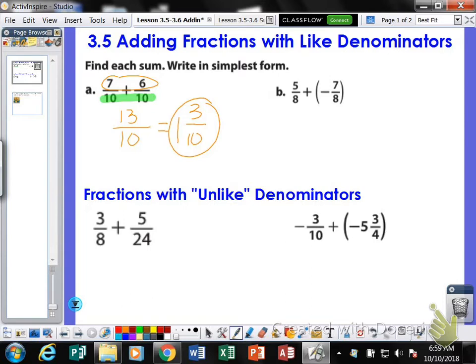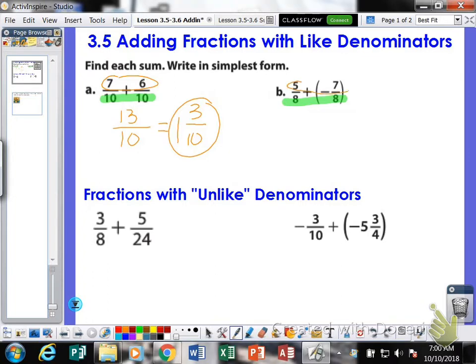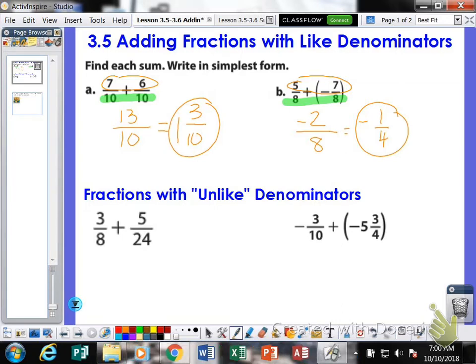Same thing with the next one, 5/8 plus a negative 7/8. Because the denominators are the same, we can go ahead and add the numerators. So 5 plus a negative 7 is negative 2. Keep the denominator 8, and then that can be simplified into negative 1/4. Now, yes, I know you can do this on a calculator, and that is fine, but again, you need to know how to do this without a calculator because of the PSSAs.